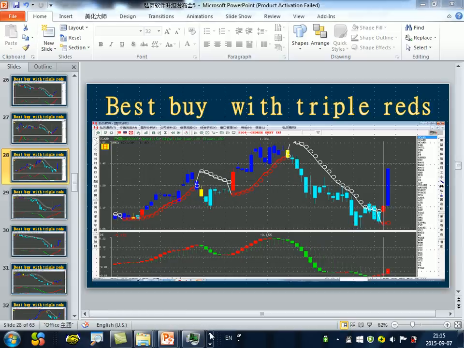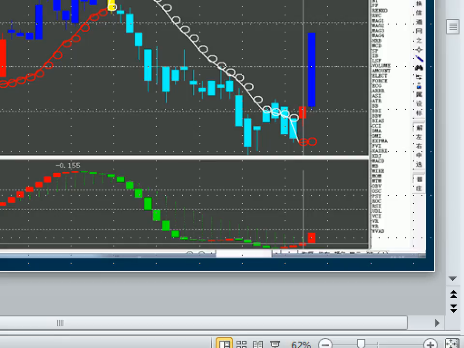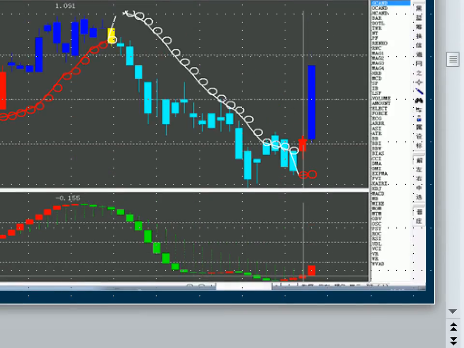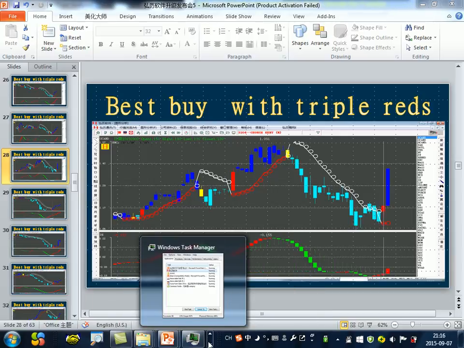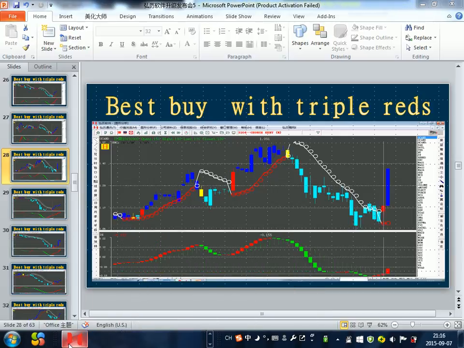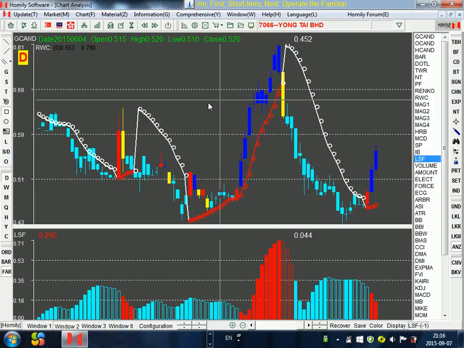Actually, last time we discussed how to use the triple red like this. If you buy, when you see the triple red, there also is a valid buy point. Later it should go up. But last time we could not use the D to filter, and now we can use it to filter. Use the D to filter the first red or filter the bottom deviation.